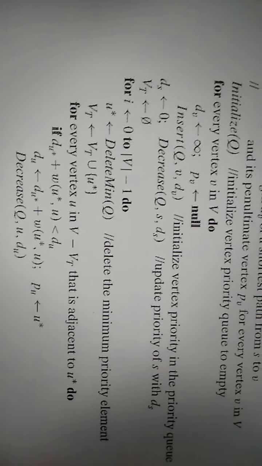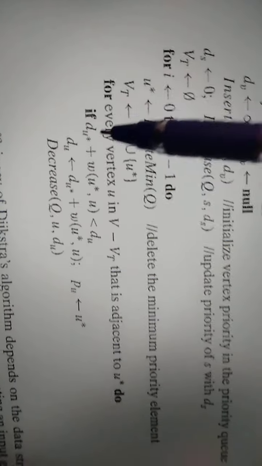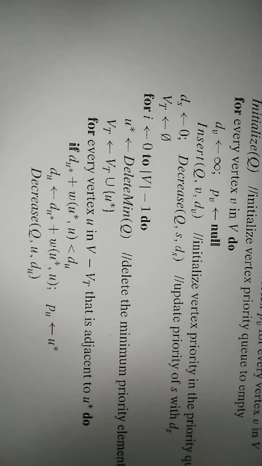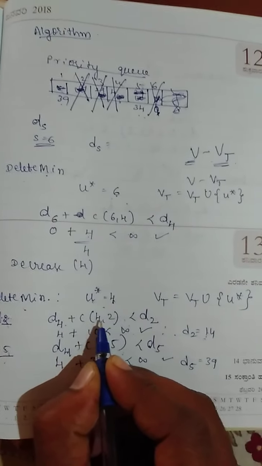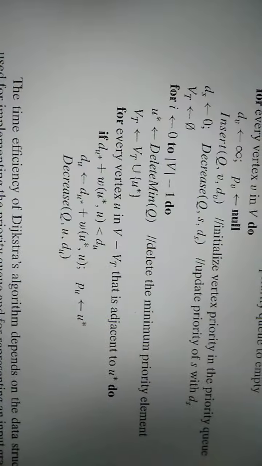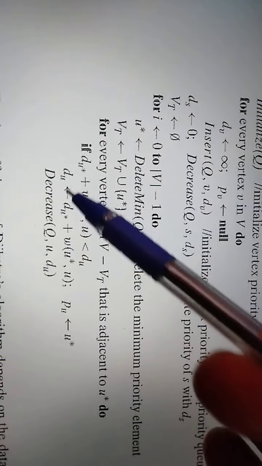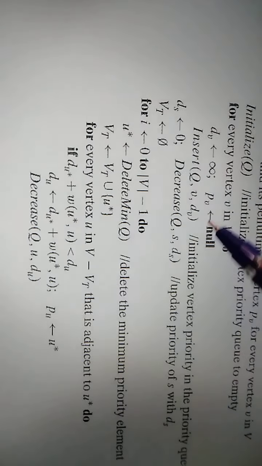For every vertex u in V minus Vt that is adjacent to u*, what do we have to do? Distance to u* plus cost of u* to u, if it is less than du, then that is what we did. So distance to 4 plus cost from 4 to 2, if it is less than the distance to 2, we have to update. Otherwise you need not update. Then update du to du* plus the cost, and the priority of u is equal to u*, I mean this is pv, which is not exactly required.